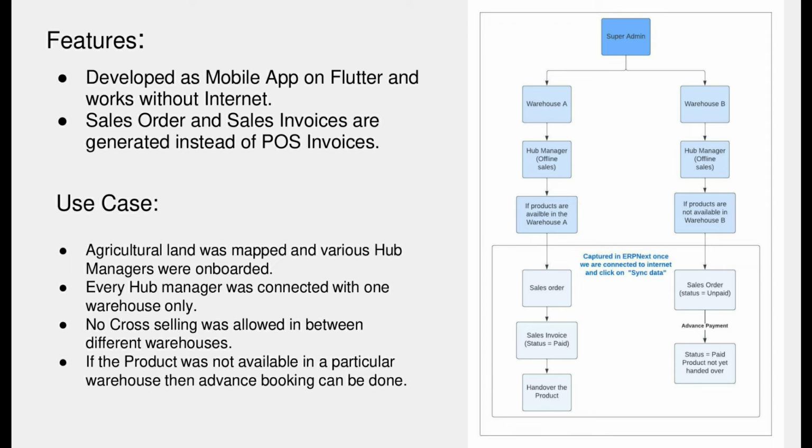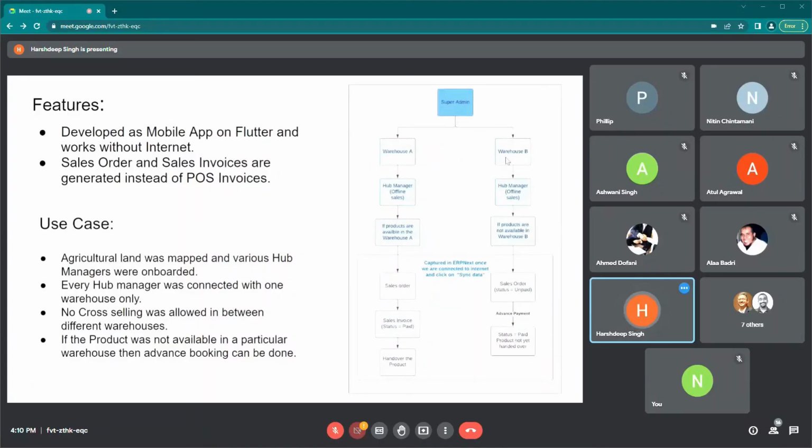If the products are available, he will create a sales order, and once the farmer does the payment, a sales invoice will be raised based on the sales order, and the product will be handed over to the farmer and updated in the app. And once he comes back to an area where internet is available, there is a sync button on the top, and once you synchronize, all the data will be reflected back in ERPNext.